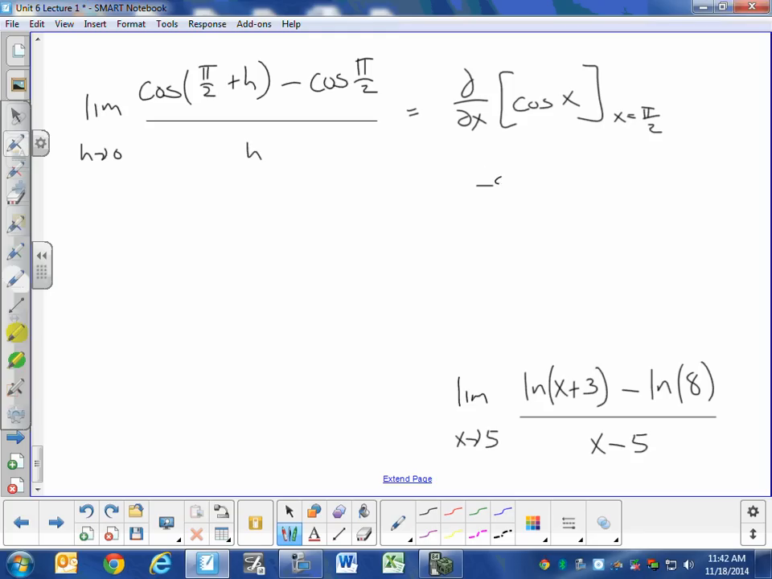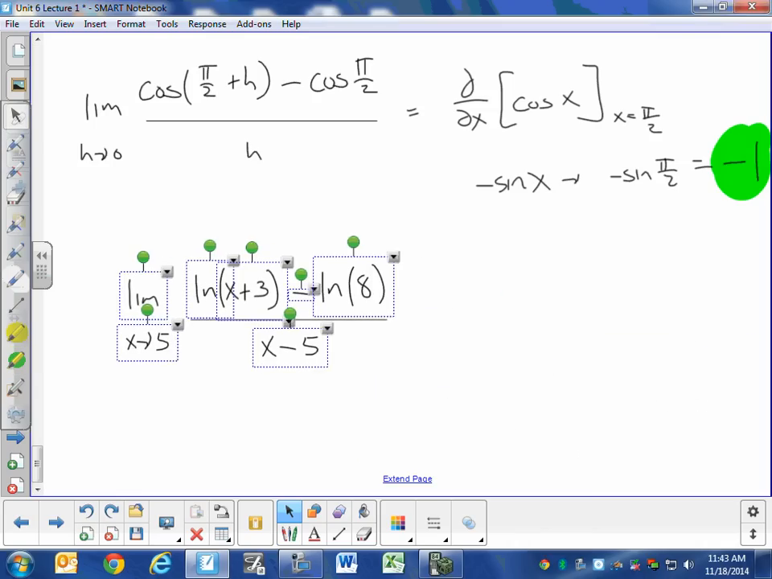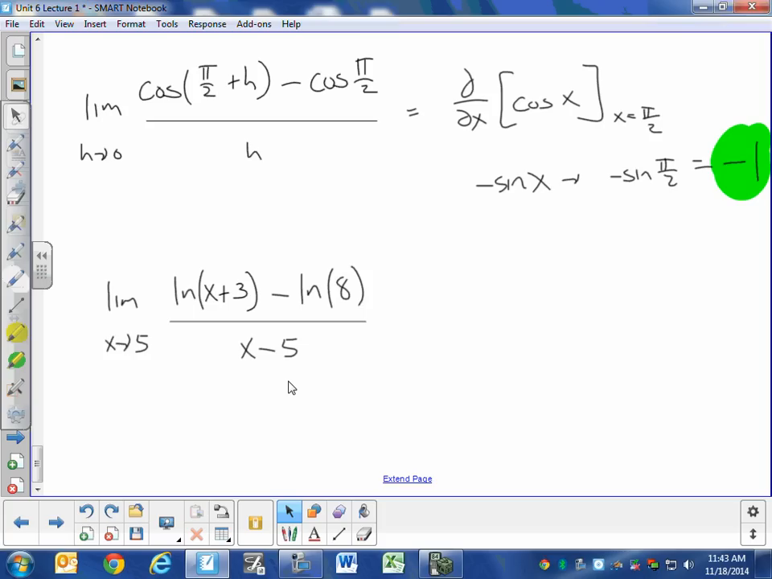The derivative of cosine is negative sine. Then you plug in pi over 2, you get negative sine of pi over 2. Sine of pi over 2 is 1. The answer is just negative 1. Tricky, right? Now, the last one is even a little bit trickier. We know this is the derivative of something at what point?